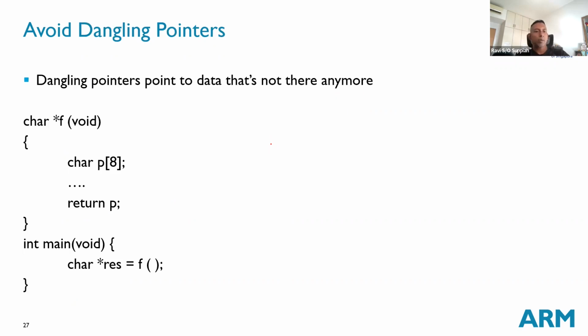Another common mistake that programmers make is this. You have a function, and you create a local variable. When you create a local variable, it's on the stack. What do I do here in main? I call f, and I'm expecting a return. That is fine, but what do I return? I return p. And what is p? If you remember your C programming, p is equivalent to the address of p0, because p is an array.